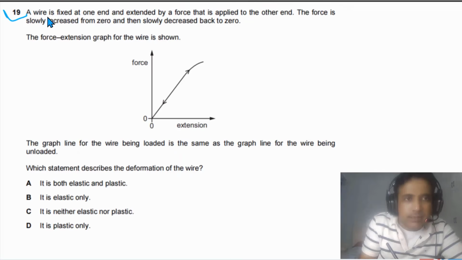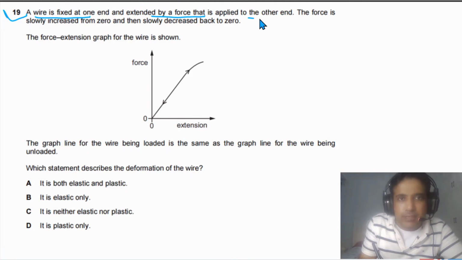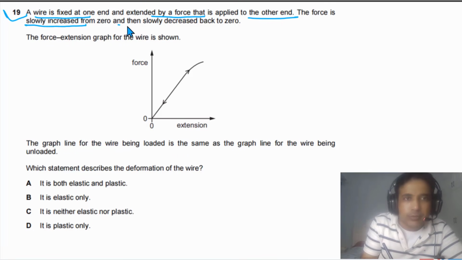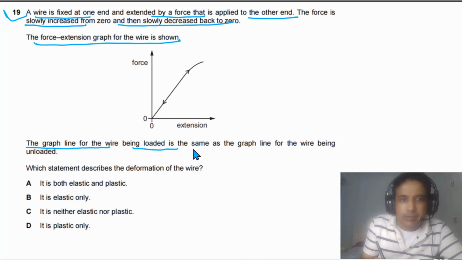Question number 19 says a wire is fixed at one end and extended by a force that is applied to the other end. The force is slowly increased from 0 and then slowly decreased back to 0. The force extension graph for the wire is shown in this figure. The graph line for the wire being loaded is the same as the graph line for the wire being unloaded. This statement describes the deformation of the wire.